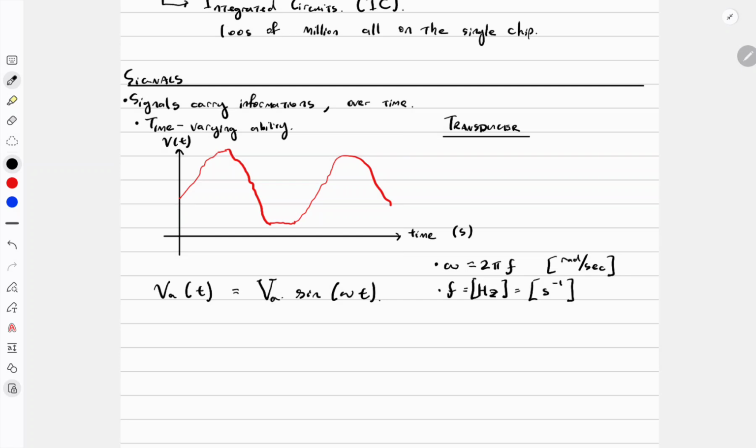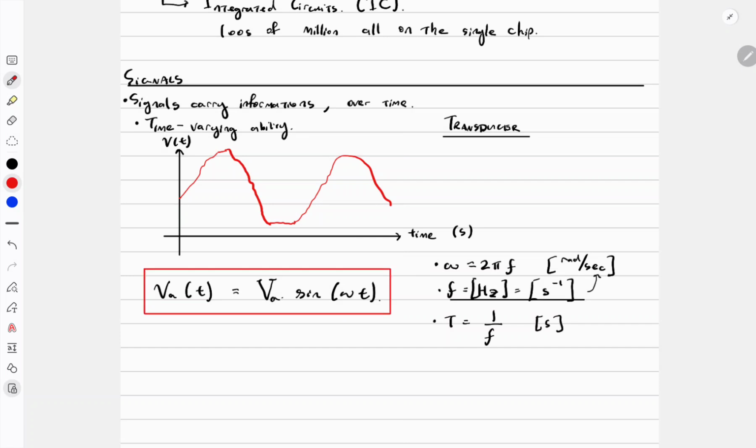There's also the period, T, which is 1 divided by f, and the unit is seconds. The period is how long it takes for the sine wave to repeat itself, and the number of times the sine wave repeats itself in 1 second is called the frequency in hertz. We can convert frequency in hertz to radians per second, which is omega. All signals usually take a form something like a sine wave, and there's also an amplitude, the height of your sine wave.